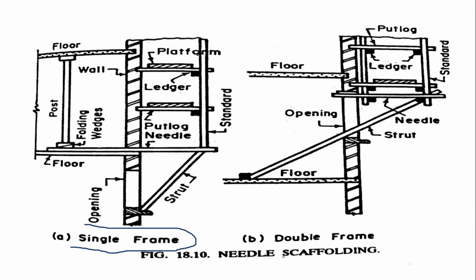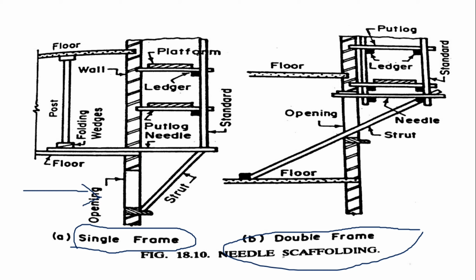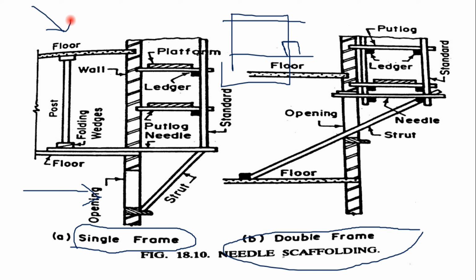First, the single frame. Second, the double frame. Now, the single frame is used when we have some openings at our site. For example, if you have a structure like G+3, this is the first floor, this is the second floor, and above, this is the third floor, and here we have the window, same as given in the figure.